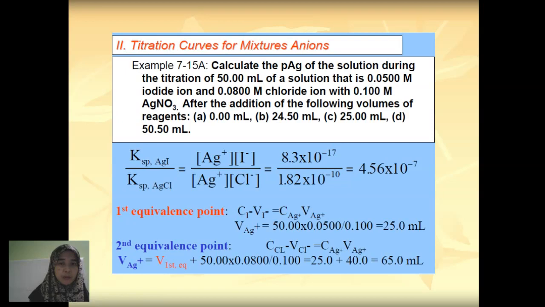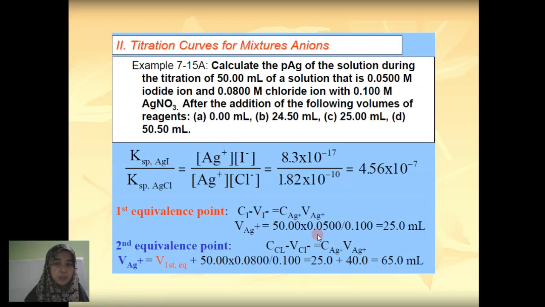The first is the reaction with one anion, and the second with another anion. First of all, we perform the stoichiometry reaction. From the stoichiometry reaction, we may see that the first equivalent point is reached at 25 ml, and the second reaction is reached at 40 ml.